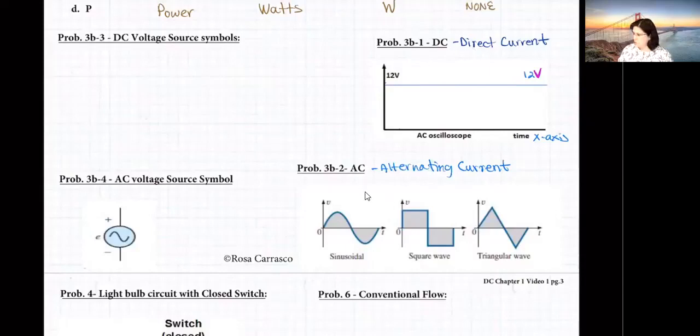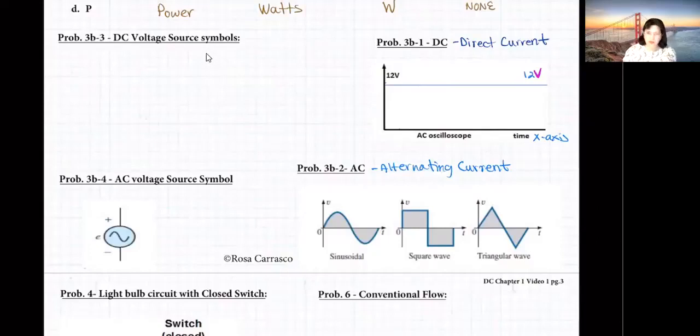Your wall outlet, is that DC or AC? When you hook up something to the wall, you know it's AC. Elias says it's AC. So we're talking about this guy right here. Your battery in your car is DC, okay? The batteries in your flashlights are DC, all right? Very good. So now we're going to move to 3B3, the DC voltage sources symbol.